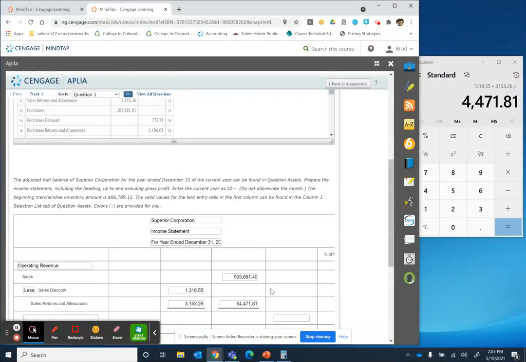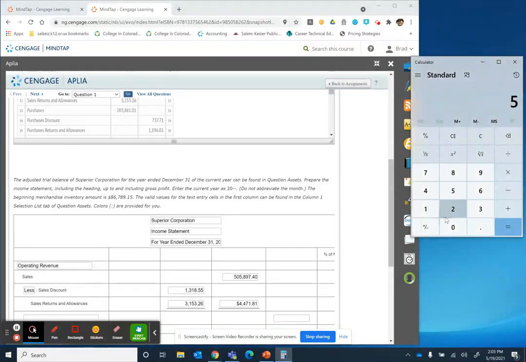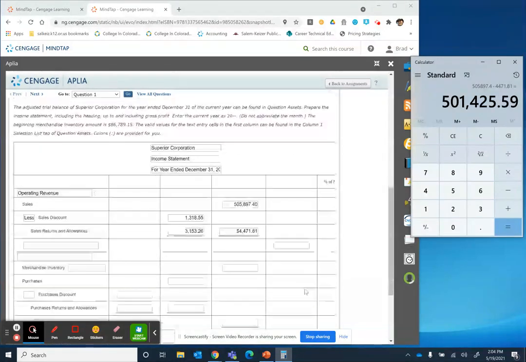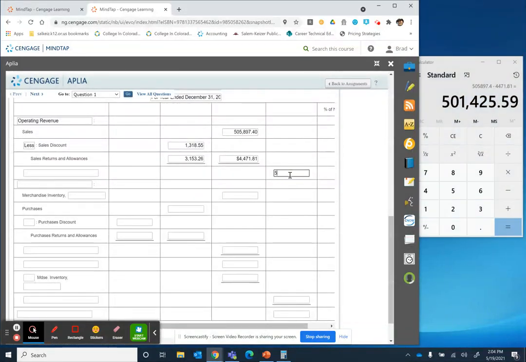$4,471.81. We will then take our sales minus the combination of our sales discount and sales returns and allowances. So $505,897.40 minus $4,471.81 gives us $501,425.59. And this represents our net sales.